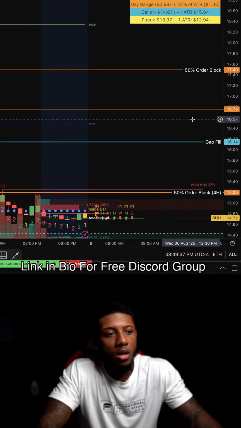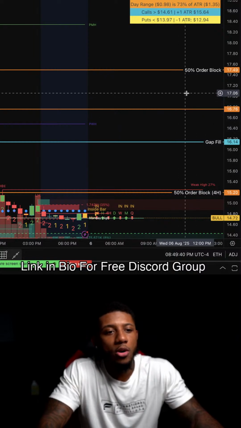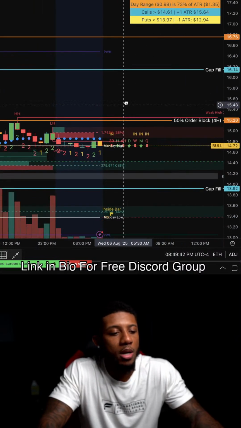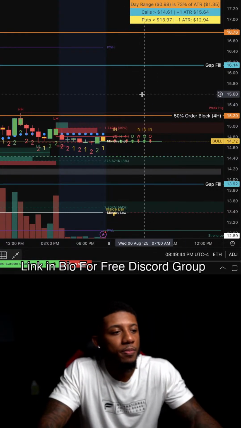Where do you buy your Bitcoin? You can buy it on Robinhood, and then I just transfer it over to my ledger. Or you could just buy it off your ledger.